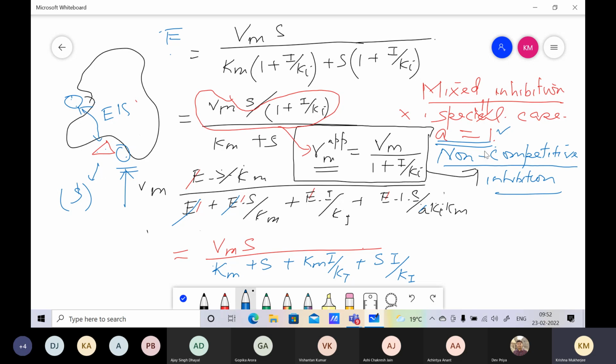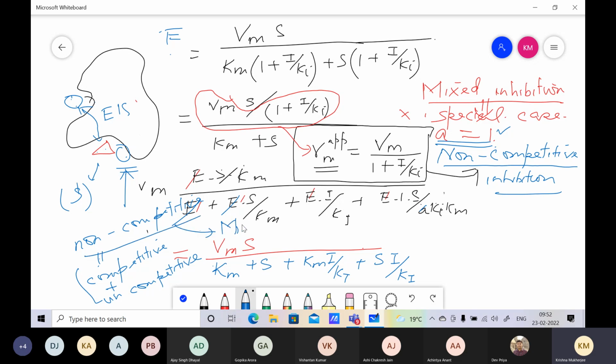So non-competitive is actually not uncompetitive. Non-competitive is actually a misnomer. Non-competitive is a mix of competitive plus uncompetitive. So non-competitive represents both a mix of competitive and uncompetitive, and therefore non-competitive is actually an example of mixed inhibition kinetics.